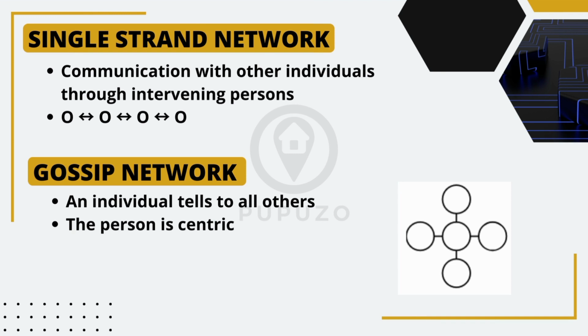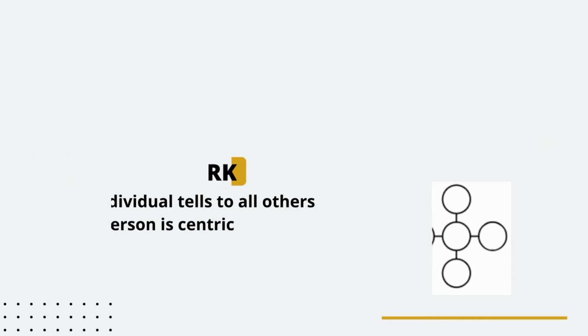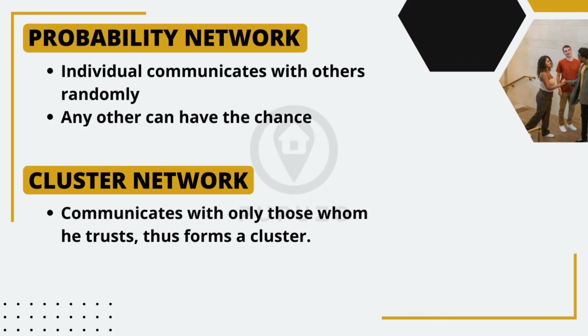Another informal communication network is the gossip network, where an individual spreads information to all others. This individual becomes the central figure in the network. In the probability network, individuals communicate with others randomly, without any specific pattern. This allows for information to flow across various channels and reach different individuals. Lastly, we have the cluster network, where individuals communicate only with those whom they trust. This results in the formation of clusters within the organization.